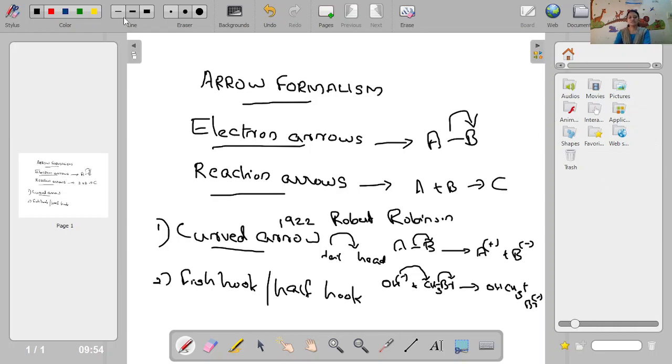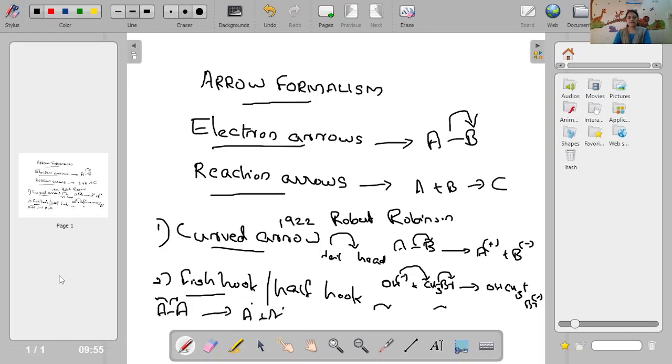The next is the fish hook arrow or half hook arrow. What are fish hook or half hook arrows? You may know these type of representations. If we have a molecule A2, and I represent this half hook arrow or fish hook arrow, what's the meaning? It represents transfer of only one electron. Only one electron gets transferred, or in this case equal sharing, and you will get A dot plus A dot, and we will discuss this under homolytic cleavage.